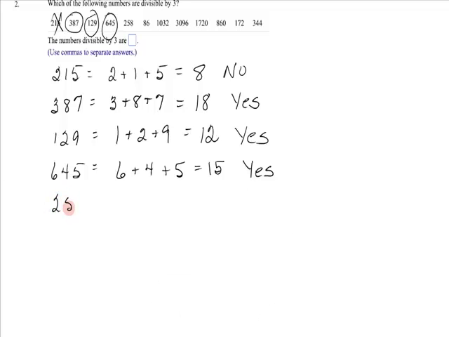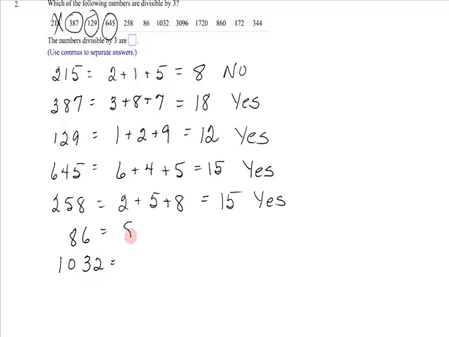All right, I have 258. Let me write down these numbers so I can see them. All right, 258. 2 plus 5 plus 8. 2 plus 5 is 7. 7 and 8 is 15. So that's a yes, because 15 is divisible by 3. 86 is 8 plus 6. That's 14. 14 is not divisible by 3, so that's a no. So 258 was a yes, and that one was a no.